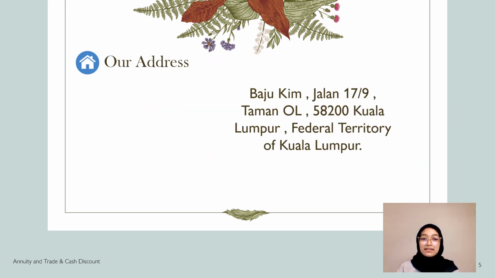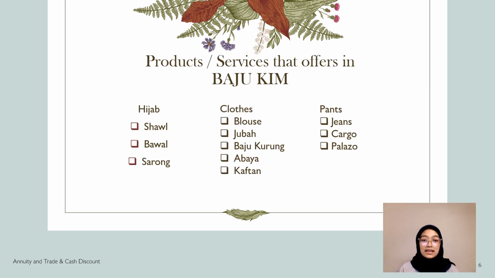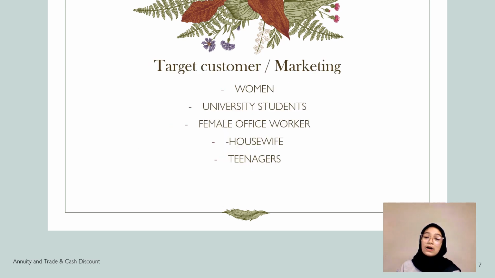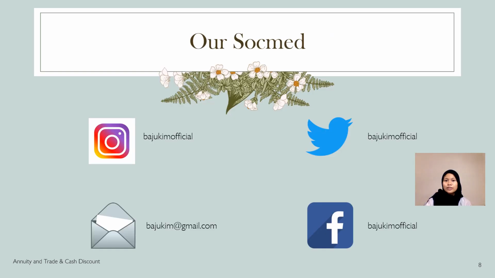So, this is our address, which is located in Kuala Lumpur. The products and services that our company offers are hijabs, clothes and pants. Our target customers are women, university students, female office workers, housewives and teenagers. If you want to know more about us, you can find us on our social media. We have Twitter, Instagram, Facebook, and email.